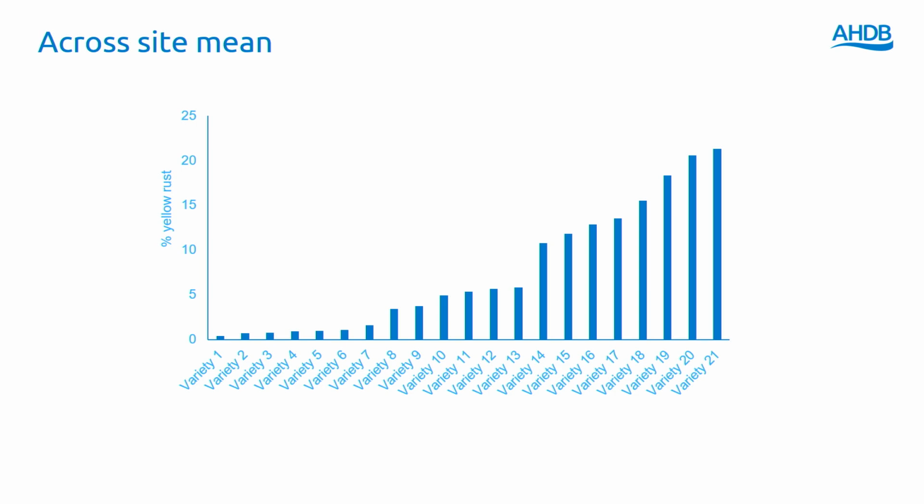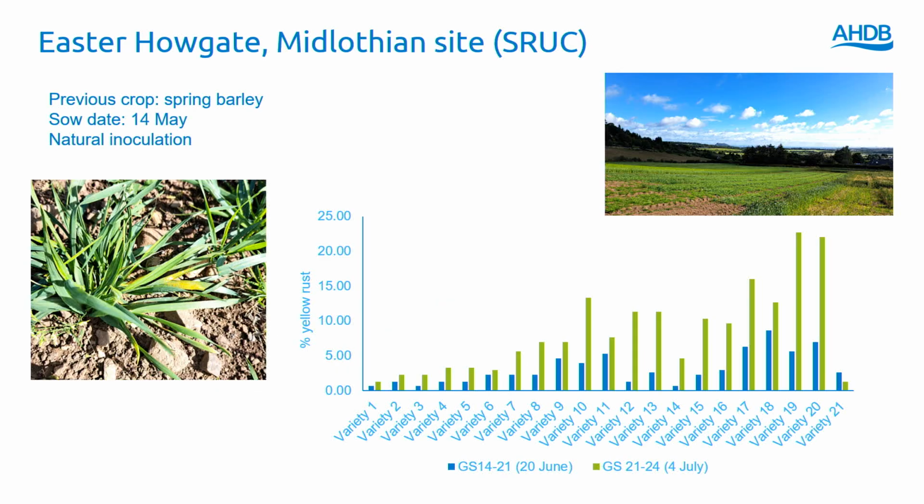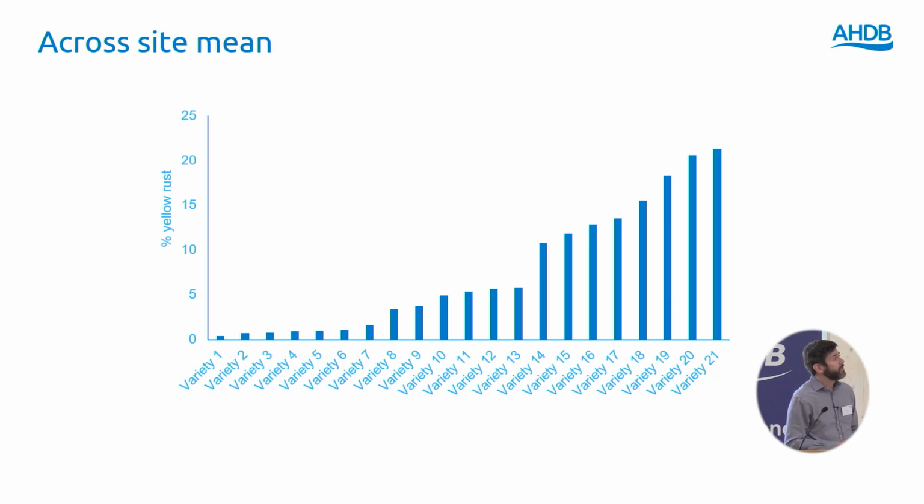1% in some varieties. Can I go back a slide? Is that all right? And then up to sort of 25% in other varieties. And again, a good differentiation of the disease between the varieties. And then when we mean the data across the sites, again, we've got that nice spread in disease.